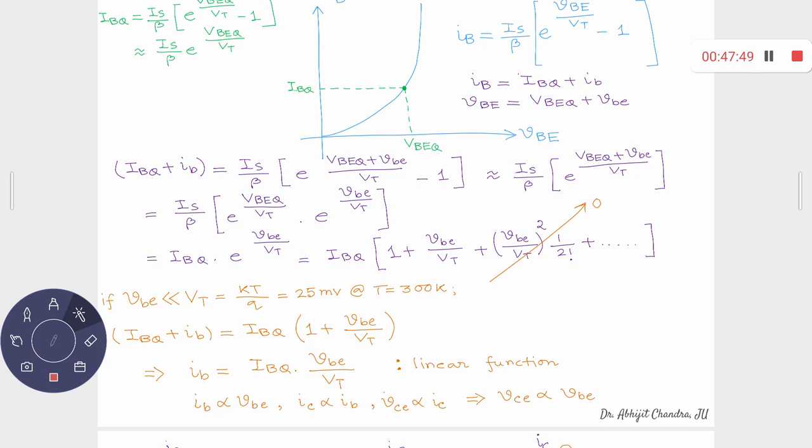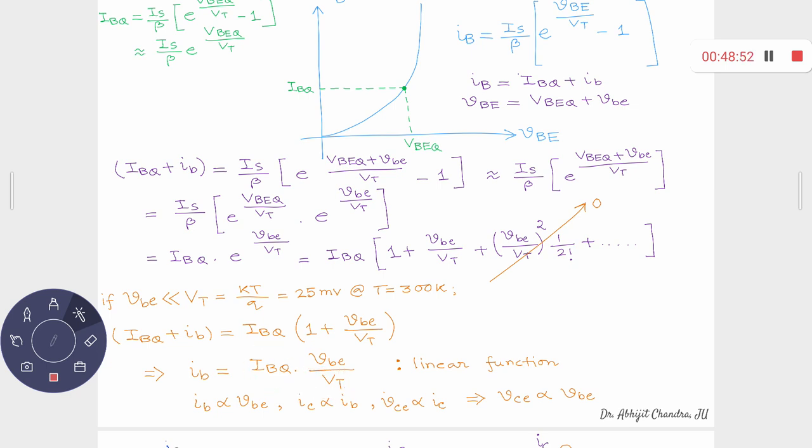Okay? So under this condition, what can you write? IBQ plus IB is IBQ into 1 plus VB by VT. The condition is that this variation in VBE is small with respect to the DC value. Suppose this DC value is kept at 0.7 volt, that is 700 millivolt, then this fluctuation can be say 5 millivolt or 10 millivolt. Is it okay? Then IBQ plus IB is equal to IBQ into 1 plus VB by VT. IBQ gets cancelled from both sides, and the small IB is represented by IBQ multiplied with VB by VT. So the small base current is found to be a linear function of the small signal base emitter voltage. Small base current IB is equal to some constant, since IBQ is constant and VT is constant.